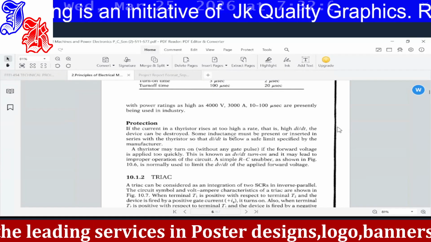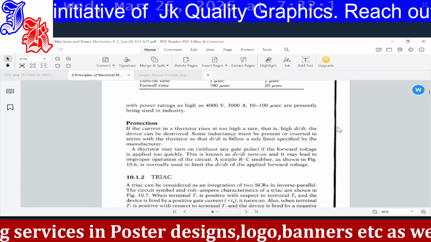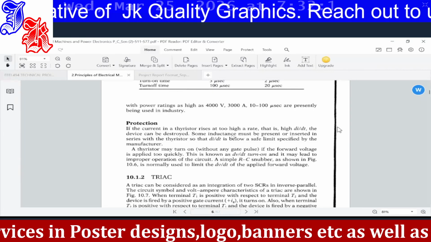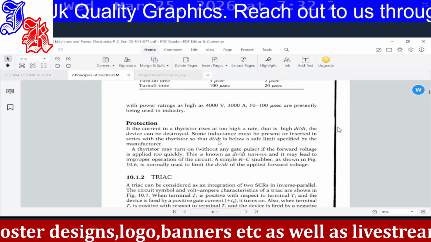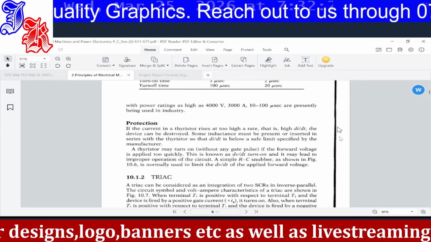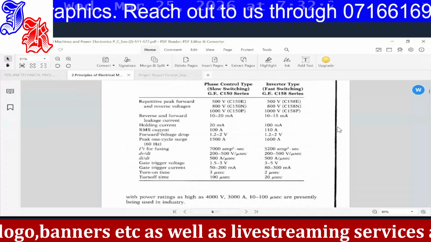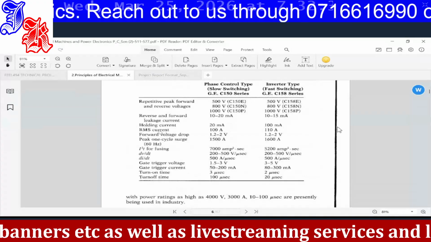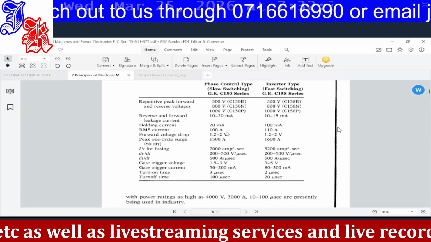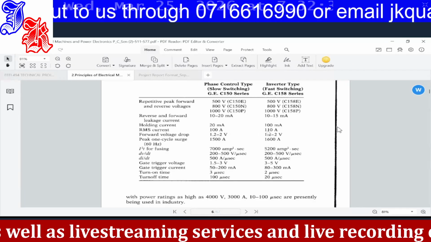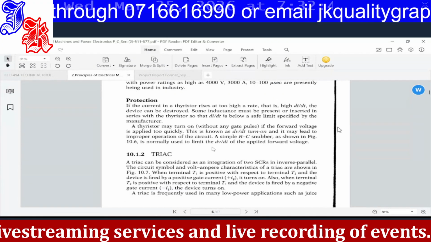Mostly it's put in series with the thyristor, so that the change in current over time is below the safe limit specified by the manufacturer of each device. This one can take up to 100 amperes and 110. If we exceed that, and more so within a short period of time, we destroy it.